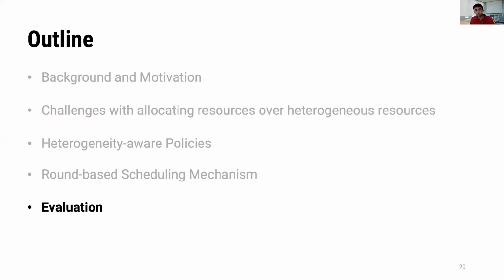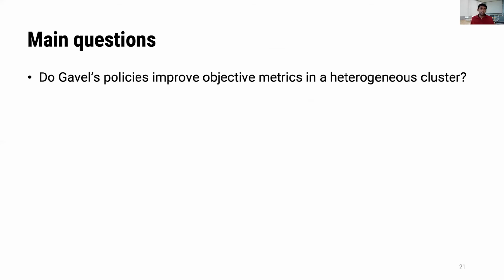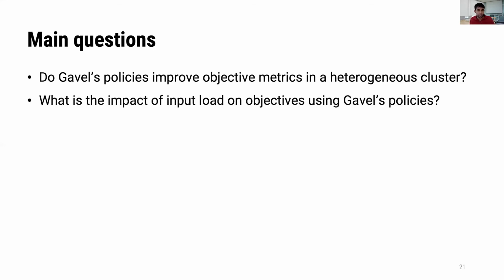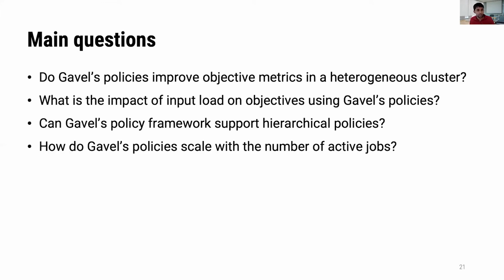I want to conclude with some empirical results. We tried to answer a couple of questions in the evaluation section. The first main question is, do Gavel's policies actually improve objective metrics in a heterogeneous cluster? The second is, what is the impact of input load on objectives when using Gavel's policies? Can Gavel's policy framework actually support hierarchical policies? And finally, how do Gavel's policies scale with the number of active jobs in the cluster?